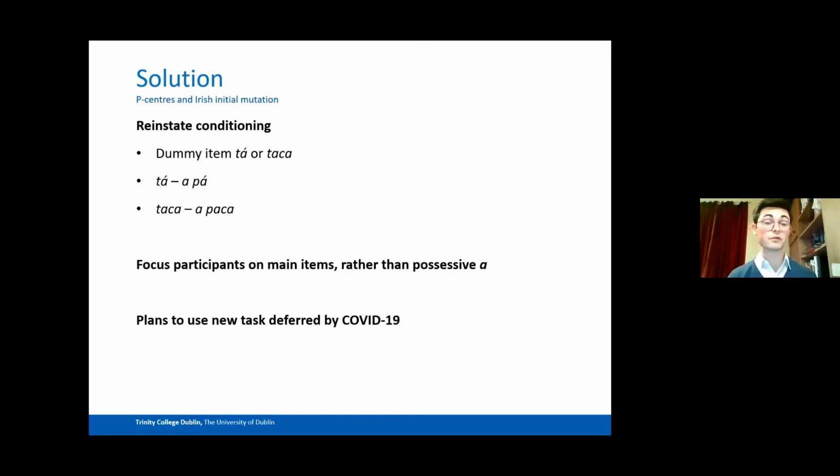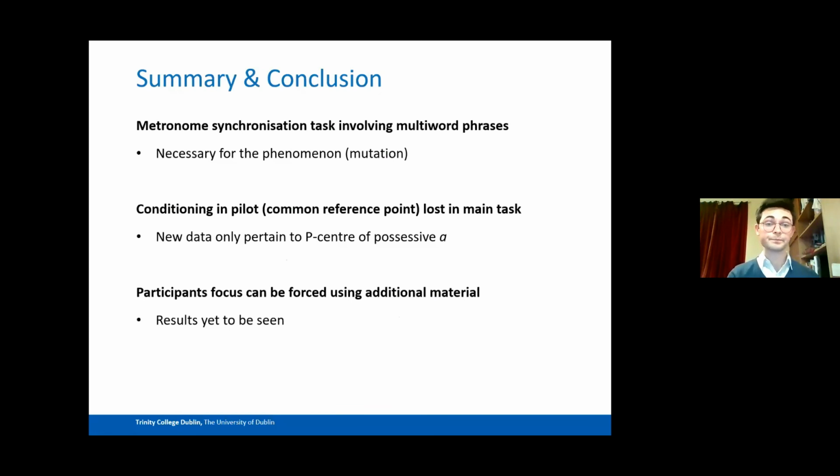This was supposed to have been rolled out in spring and then in the summer and then in the autumn, which the jury is still out on, but I suspect it might be a little while before I can go back out into the field, which I suspect is not an uncommon story to people listening in the audience. Nevertheless, I'm hopeful that I might be able to trial this either in person or online before the end of the year, and to have some answers as to whether this proposed solution will work in refocusing my participants on the correct items in this task.